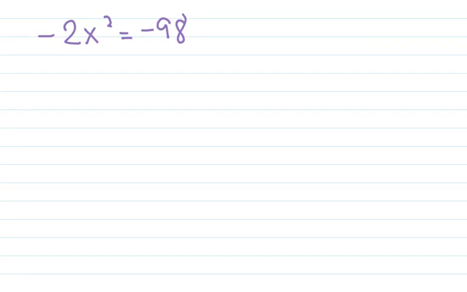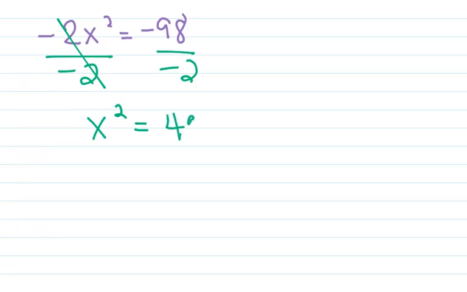Okay, this one looks different because there's nothing added or subtracted. But remember, you're thinking of order of operations in reverse. So this negative 2 is multiplied with the x squared. So we would want to divide it to undo the order of operations. PEMDAS backwards. So x squared equals positive 49.